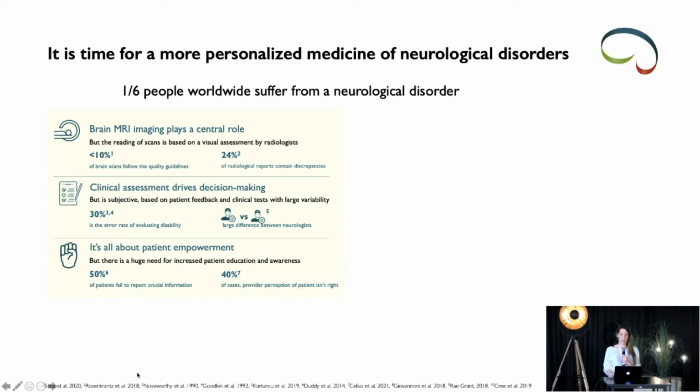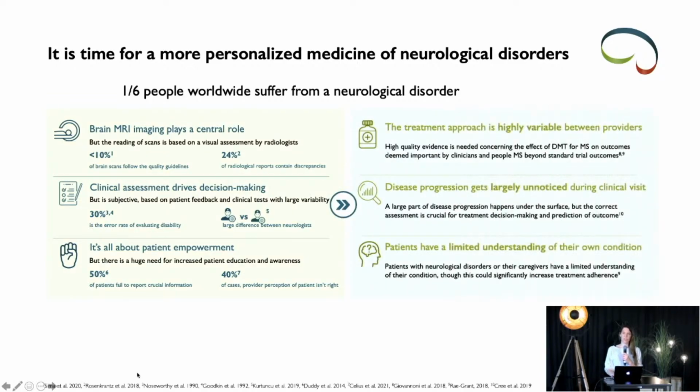Additionally, the brain MRI scans are insufficiently used in the decision-making process, which still majorly relies on the clinical assessment. And this clinical assessment can vary a lot between neurologists. Finally, there is an increasing empowerment of the patient, and this is great. However, patients are often insufficiently informed about the disorder and fail to report symptoms to their physician. As such, this all results in a large variability in the treatment decisions between neurologists, insufficient detection of the actual disease course, and patients with a poor adherence to their treatment.